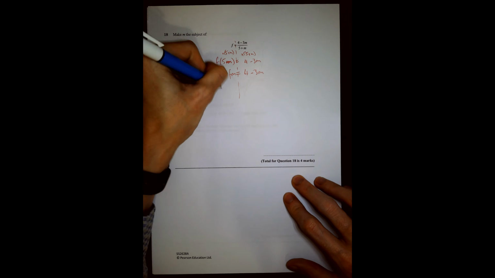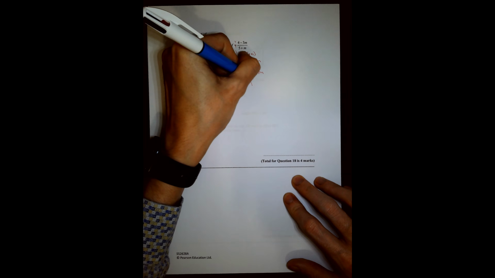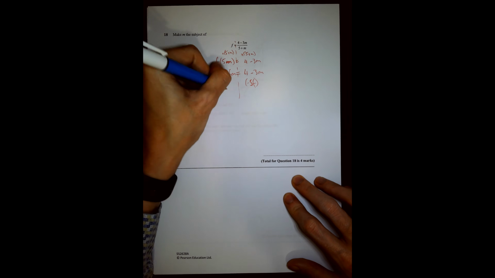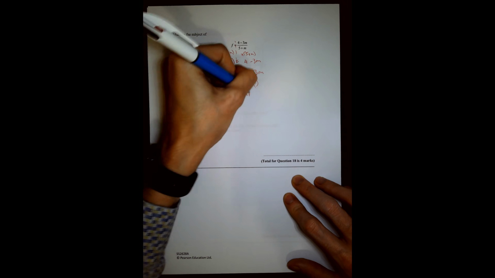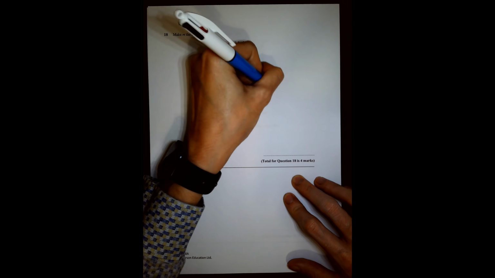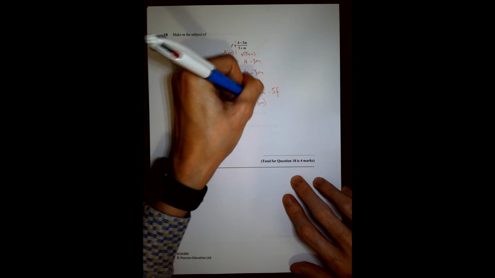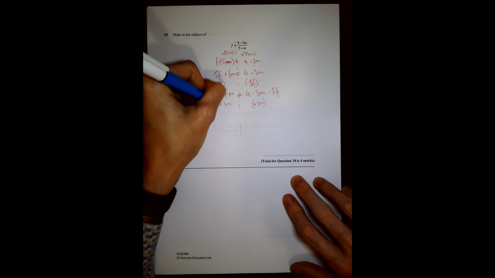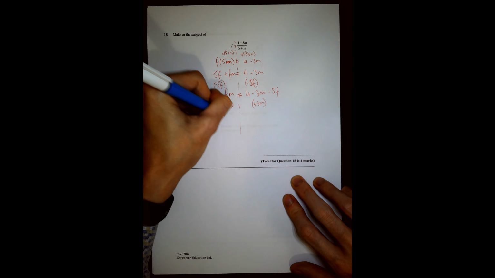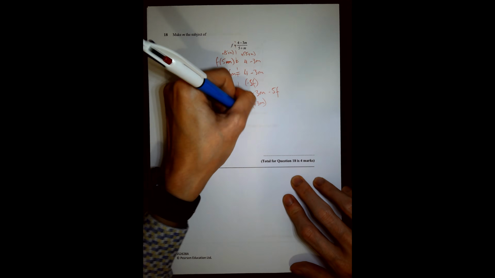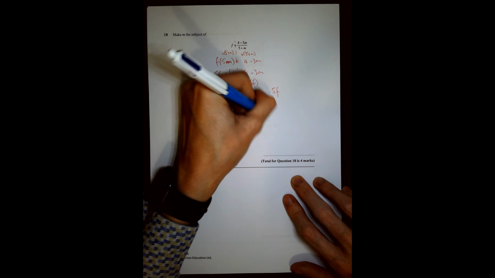Now I need m as the subject, so I need to get my m terms onto the same side and everything else on the other side. So I'm going to take away 5f, subtract 5f. fm is equal to 4 subtract 3m, subtract 5f, and then I'm going to add 3m to both sides. I'm going to get fm add 3m is equal to 4 subtract 3m, add 3m cancels out, so minus 5f.